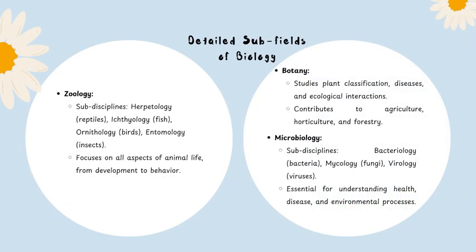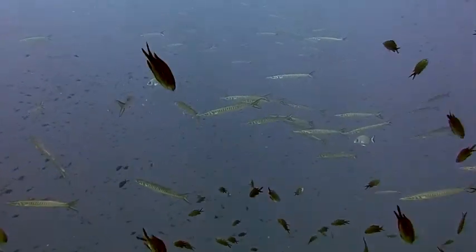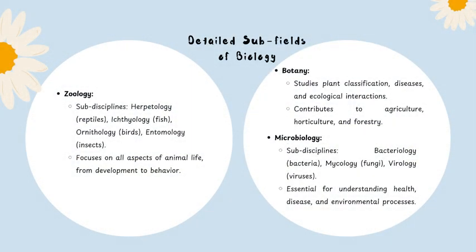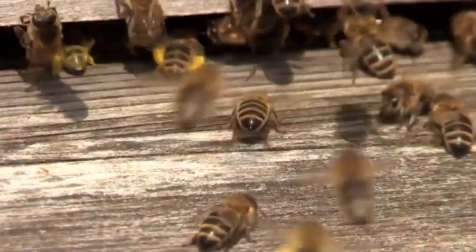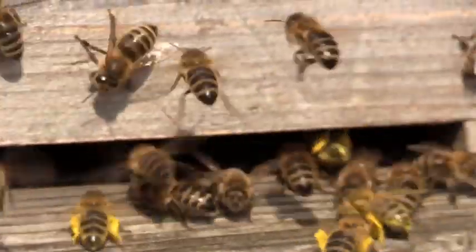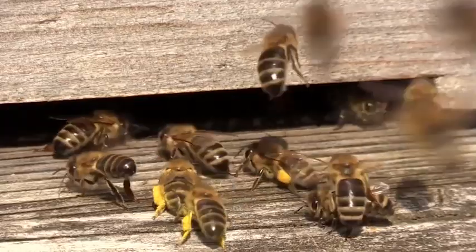Let's go a little deeper into each of these branches. In zoology, we have sub-disciplines such as herpetology, ichthyology, ornithology, entomology. Herpetology studies reptiles and amphibians, whereas ichthyology is a sub-discipline which studies fish. Similar to that, we have ornithology for birds and entomology, which focuses on insects. Zoologists explore everything from animal anatomy to behavior and genetics.